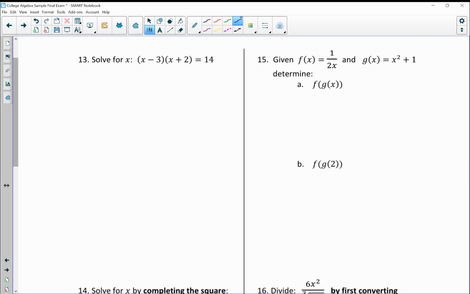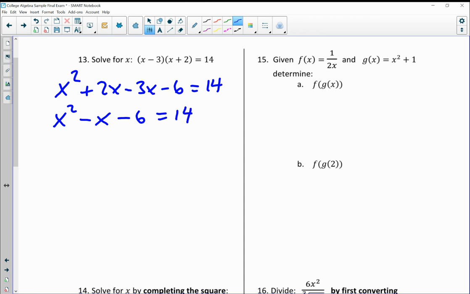So first, when we see this, we want to make sure we FOIL this out. Okay, so x times x squared, x times 2, 2x, negative 3 times x, negative 3x, negative 3 times 2, negative 6. Okay, then we have x squared, combine like terms, plus 2x and a minus 3x is a minus x. And then what we want to do is get this to say equals 0. So we'll do minus 14 to both sides, and then that'll get us to say equals 0.